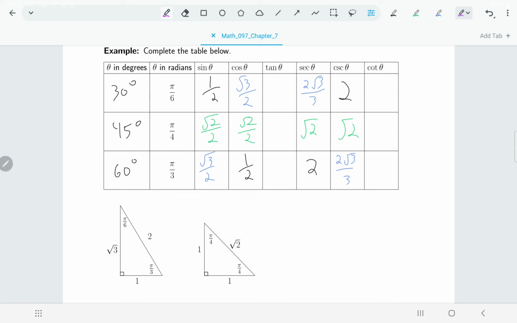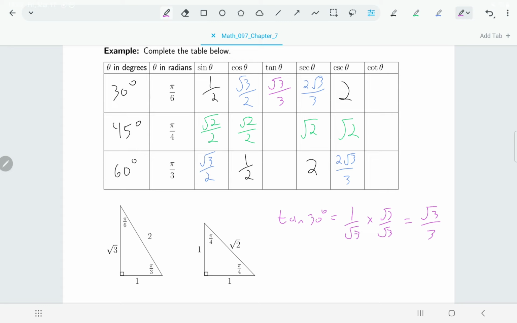So let's start with tangent of 30 degrees, tangent of pi over 6. Tangent should be opposite over adjacent, which is 1 over root 3. So we know tangent of 30 degrees is 1 over root 3, which, when we rationalize our denominator, gives us root 3 over 3.